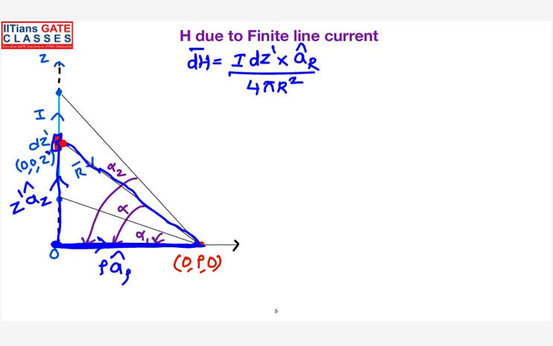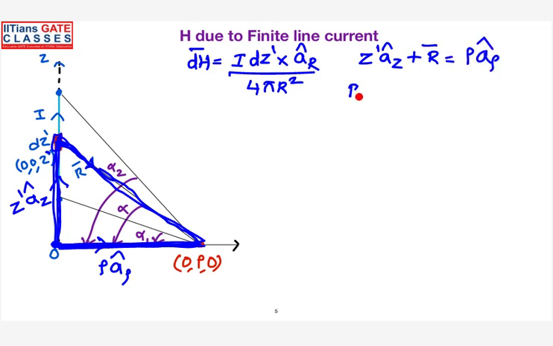And from here to here, that means source to observer, I have called this R bar. Using the triangular law of vector addition, when you start from here, z prime a_z cap plus the vector R bar is equal to rho a_rho cap. This vector plus this vector should be the resultant, rho a_rho cap. So z prime a_z cap plus R bar equals rho a_rho cap. In other words, R bar is equal to rho a_rho cap minus z prime a_z cap.